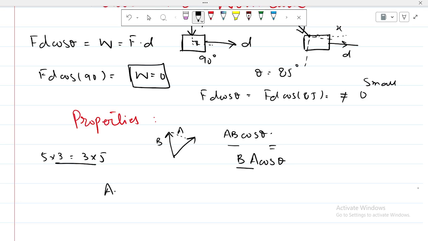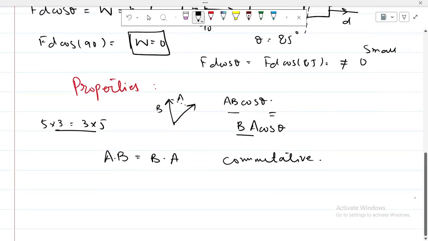The projection of A onto B or the projection of B onto A is actually the same thing. So A dot B is equal to B dot A. This is called the commutative product. So the scalar product is commutative in nature. The next thing that we need to see is again a very trivial fact, but it is important.